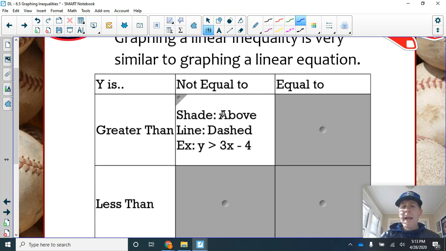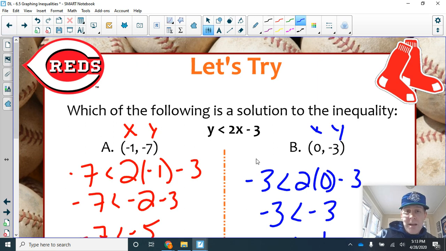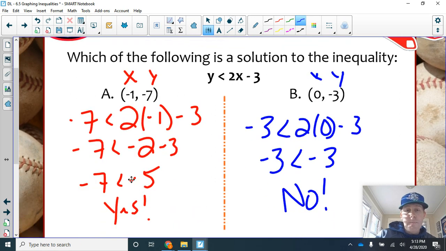We're going to shade above the line. Exactly what that means we'll look at in a second, but it means every point above that line is a solution to that inequality. Meaning if I took one of those ordered pairs and plugged it in like we did here, it would be a solution. For example, in the earlier one, if I was to graph it, I would shade below the line, because we saw that the point below it, -1, -7, was a solution.